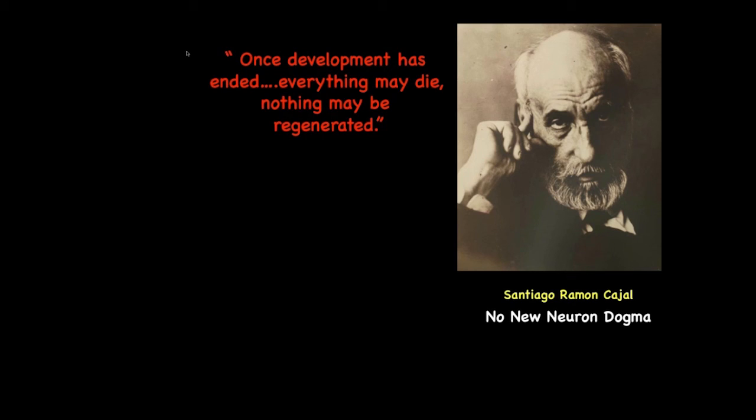Now, I would be remiss as a neurobiologist to not have a picture of Santiago Ramon y Cajal, the grandfather of modern-day neuroscience. And he had stated in the 1930s that once development has ended, everything may die, nothing may be regenerated. This was based on the data that he had at the time and became known as the no new neuron dogma. Now, this dogma was so strong that there was evidence in the 1950s, the 60s, the 70s, and the 1980s that new cell genesis was occurring in the adult mammalian brain and new neurogenesis was occurring. But those studies were largely ignored based on the strength of the dogma.